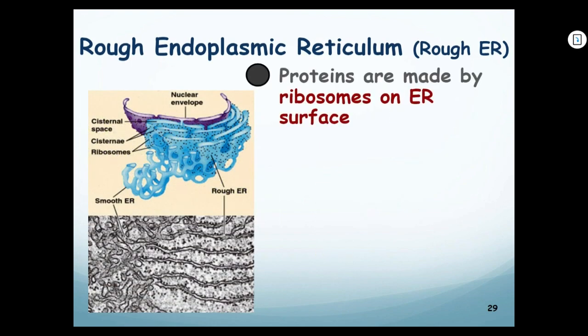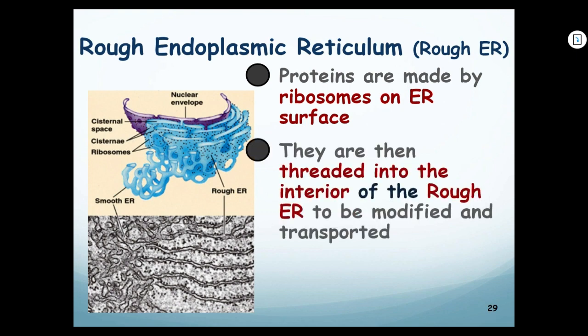Right, so proteins are made by ribosomes on the ER surface, mentioned that a couple times already, and they're threaded into the interior of the rough ER to be modified and transported. So yeah, it's just saying that those proteins are pushed into the interior of the rough ER to be modified, kind of put some finishing touches on it, and then to ship them around the cell.